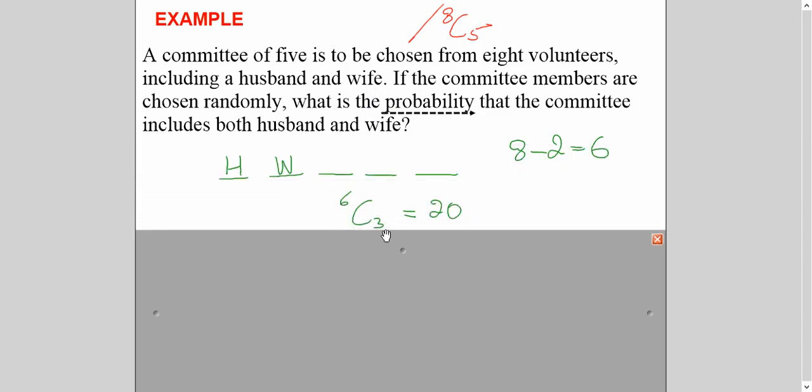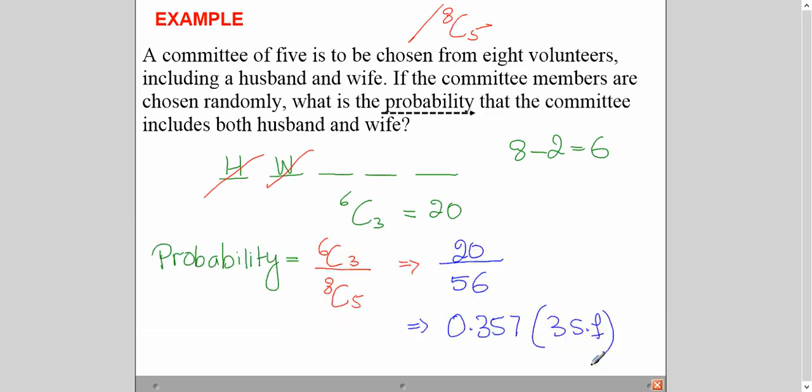So it means out of 5, 2 seats are gone, remaining are 3, and remaining people are 6, because from 8 people, 2 are gone, which were husband and wife. So 6C3. This is my favorable outcome, and this will be in the numerator. And in the denominator, I will have total outcome. So that's why I picked up this question, because when combination comes in terms of probability, this is how you handle it.